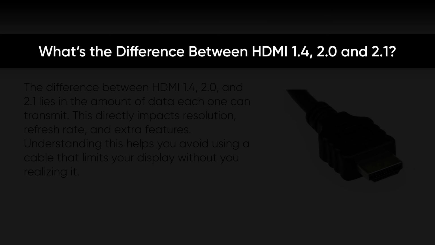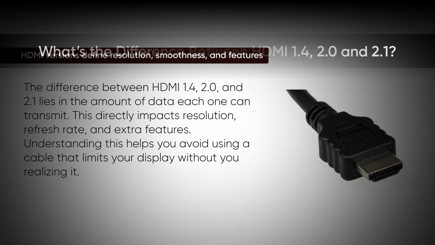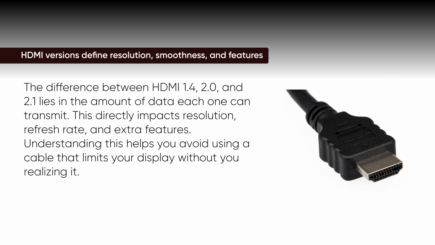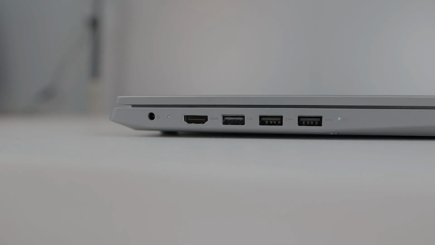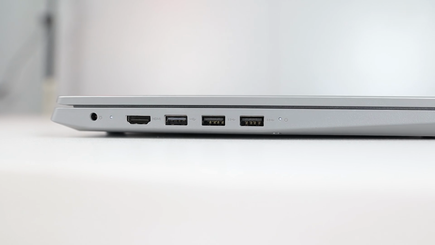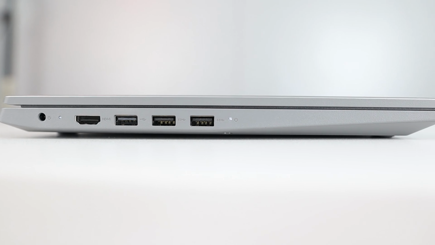What's the difference between HDMI 1.4, 2.0 and 2.1? The difference between HDMI 1.4, 2.0, and 2.1 lies in the amount of data each one can transmit. This directly impacts resolution, refresh rate, and extra features. Understanding this helps you avoid using a cable that limits your display without you realizing it.